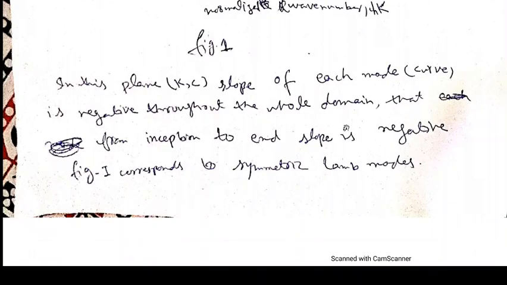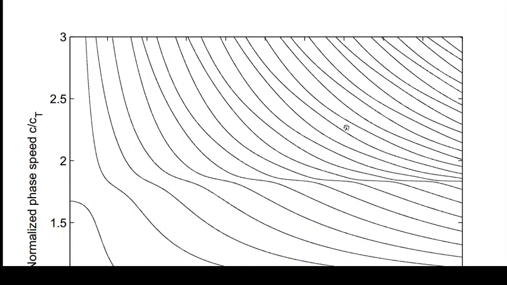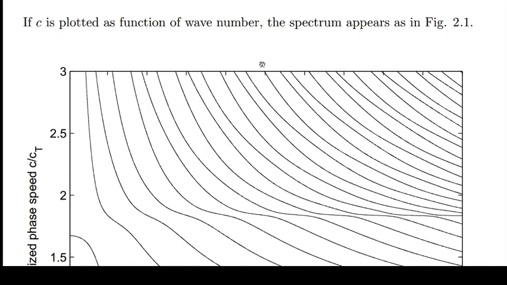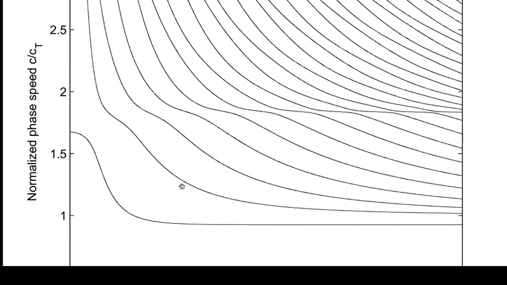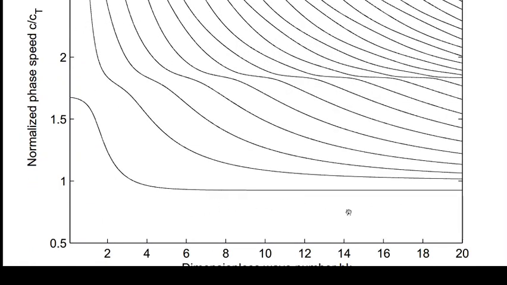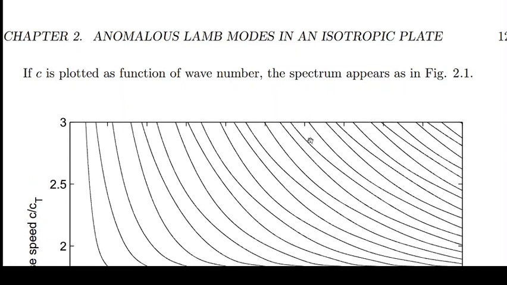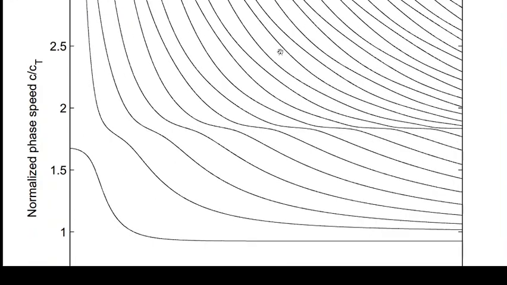I have extracted these two pages for you from the thesis. What is written here? C is plotted as a function of wave number, C along y and K along the x-axis. The spectrum appears as in figure 2.1. This is the figure which I have made with the help of MATLAB. So these are the modes. If you want to count these, you will have infinitely many modes.